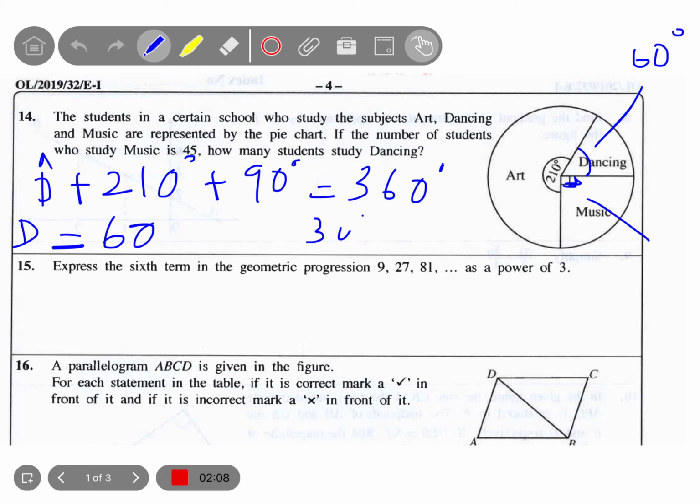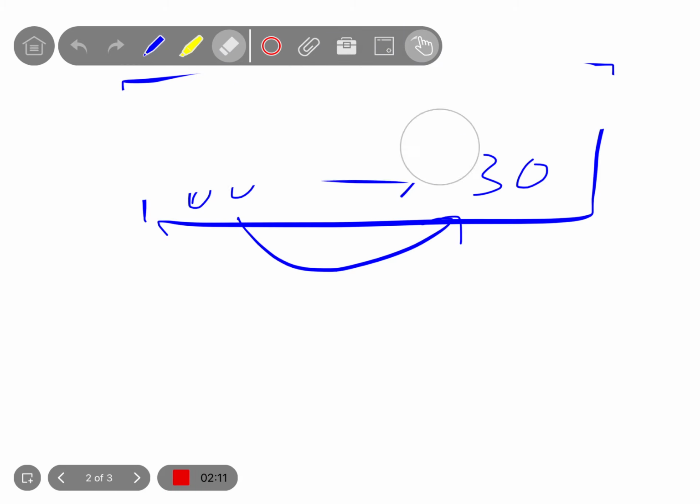Now 9, 27, 81, right? So let's delete this.